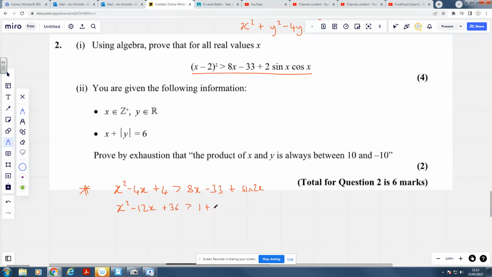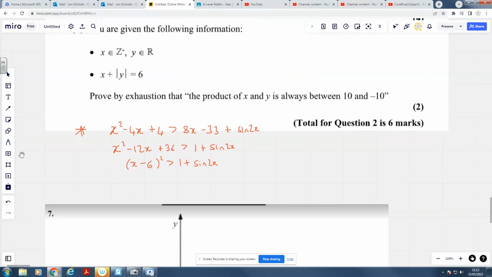And then I've just got 1 plus sine 2x. Now you might think, how did you know to do that? Well, it's because if I can write something as a perfect square, I then know that it's 0 or bigger. And this is trivially true, this last statement.